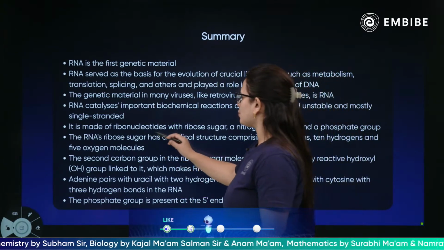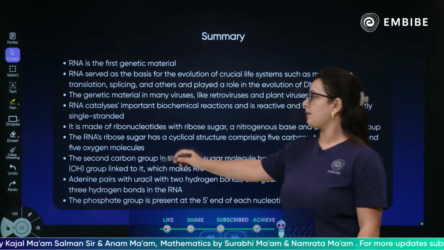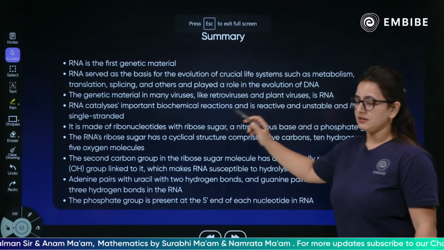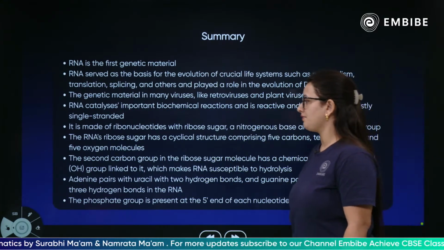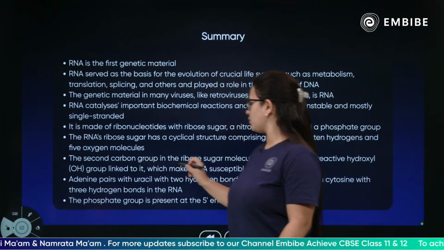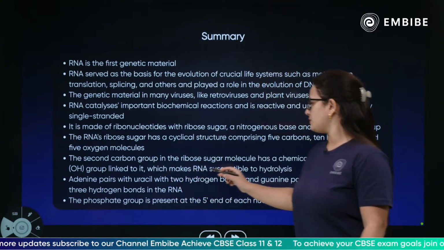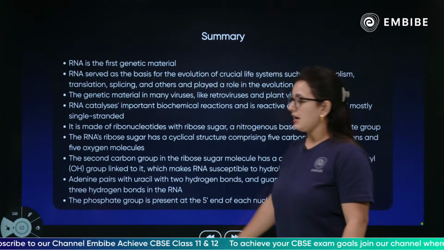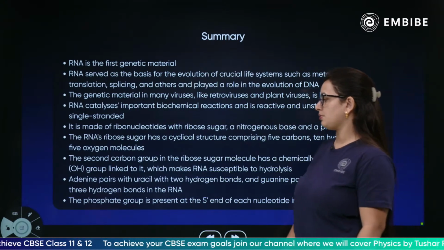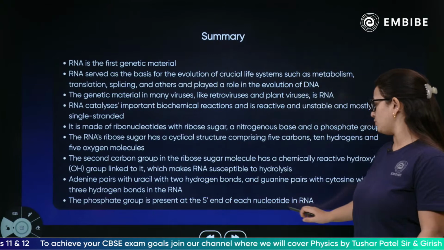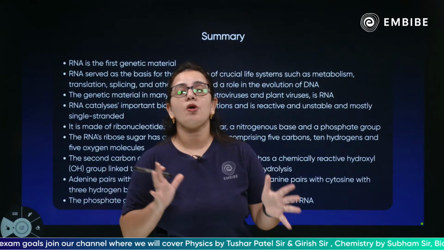It is made up of ribonucleotide with ribose sugar, a nitrogenous base, and a phosphate group. The RNA ribose sugar has a cyclical structure comprising 5 carbons, 10 hydrogens, and 5 oxygen molecules. The second carbon in the ribose sugar molecule has a chemically reactive hydroxyl group linked to it, which makes RNA susceptible to hydrolysis. Adenine pairs with uracil with 2 hydrogen bonds, guanine pairs with cytosine with 3 hydrogen bonds, and the phosphate group is present at the 5' end of each nucleotide in RNA. All the related information of the RNA has been already shared with you.